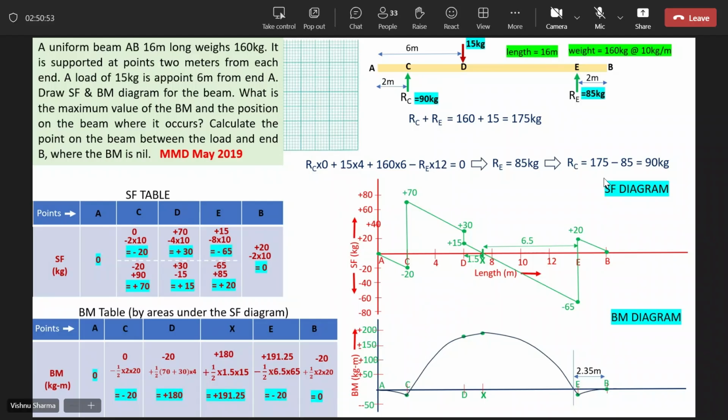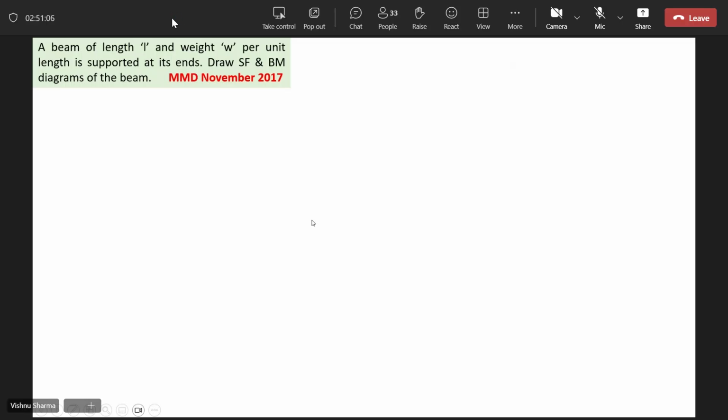If anybody wants to take a screenshot, let me move the thing. You can take a screenshot now if you so desire. Okay, guys, I think we have already overshot, but I'll just take 5 minutes for this.